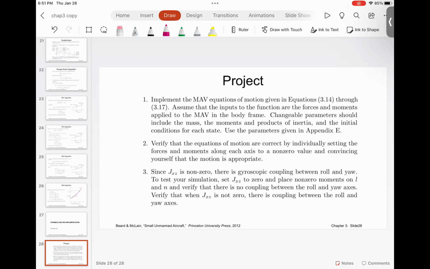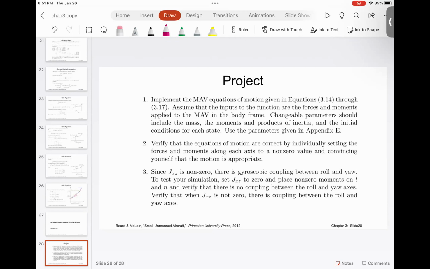And then the last part is gyroscopic coupling. This is something that I want you to understand. Aircraft do not take turns like this. Let me show you what I mean. Let me get my 3D printed aircraft. Okay.